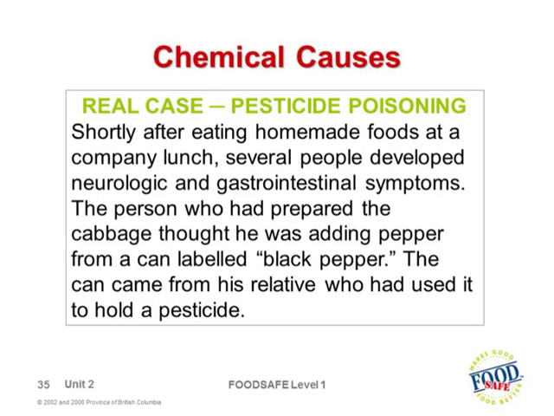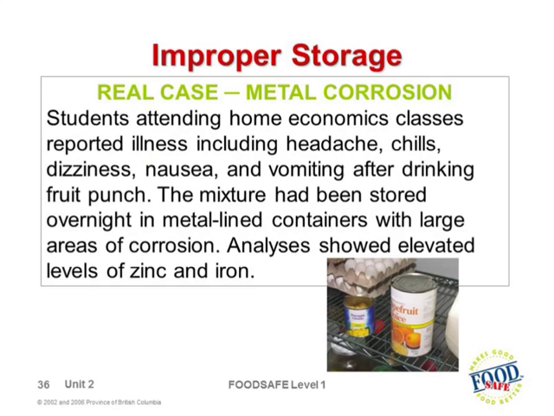Okay, a real case of pesticide poisoning. Shortly after eating homemade foods at a company lunch, several people developed neurological and gastrointestinal symptoms. The person who had prepared the cabbage thought he was adding pepper from a can labeled black pepper. The can came from his relative who had used it to hold pesticides. So this is an example of improper labeling causing a lot of people to become sick.